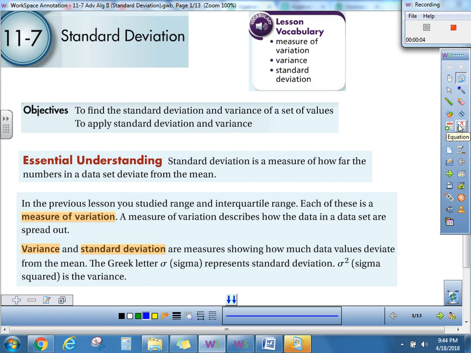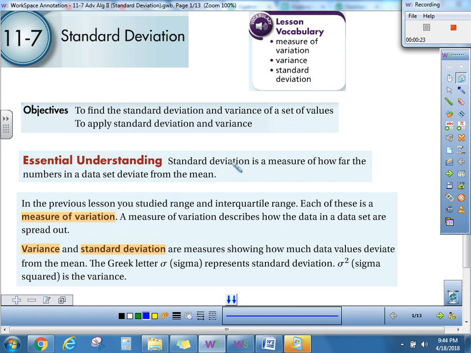Today we're going to be talking about standard deviation, and this is another part of statistics that's important when we're looking at analyzing data and sets of data that we have. So our goal with standard deviation is to find the standard deviation and variance of a set of values to apply standard deviation and variance.